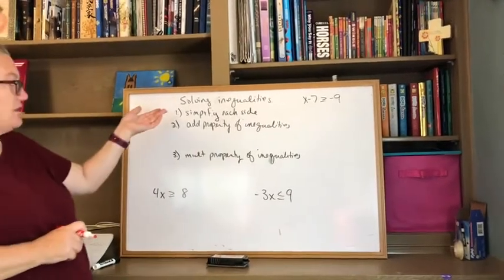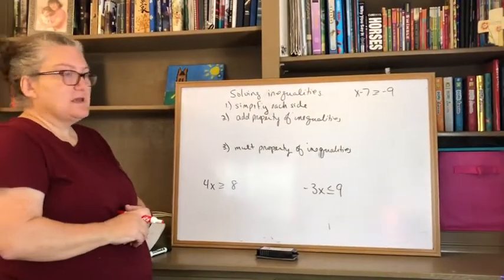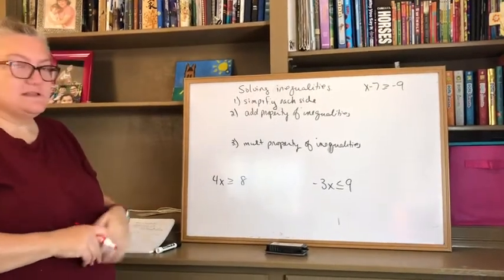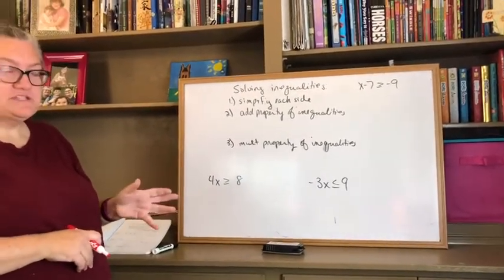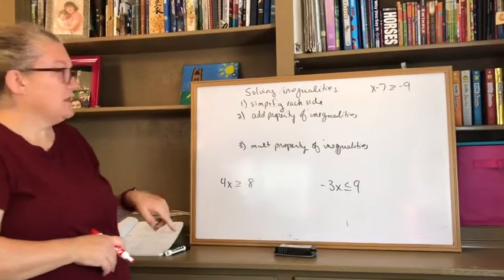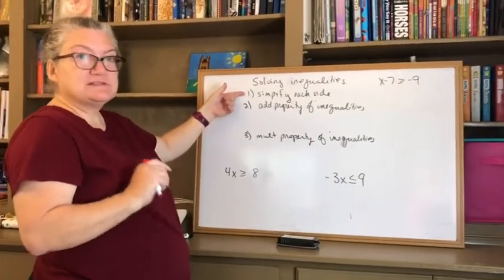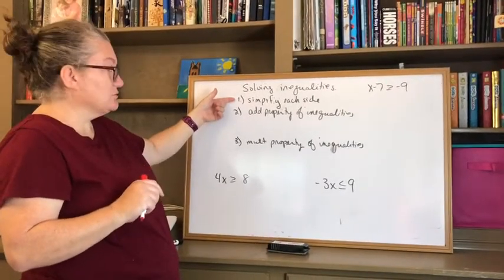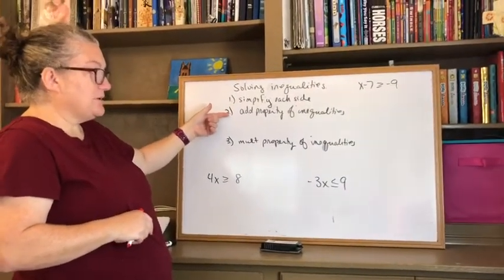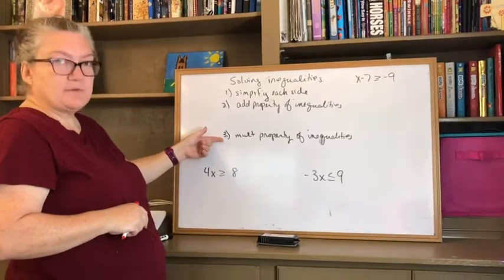In this section today, we're going to be talking about solving inequalities. Now, for solving inequalities, a lot of it goes hand in hand with solving equations, except for one key point. So the first thing we always do is we simplify each side. That means to get rid of the parentheses, get rid of fractions, get rid of decimals. Then we're going to use the addition property of inequalities and then the multiplication property of inequalities.